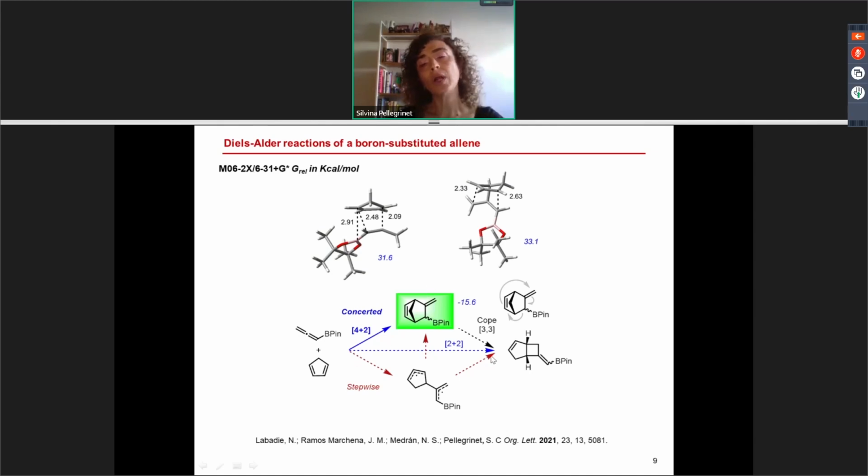And when we were trying to locate the transition structures for the 2+2 cycloadditions, we found structures that connected the 4+2 cycloadduct with the 2+2 cycloadducts. So this corresponded to a formal Cope [3,3] sigmatropic rearrangement. And we are studying the potential energy surface a little further now. And we also found that the competitive radical mechanism was less favorable.